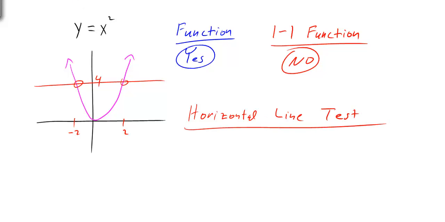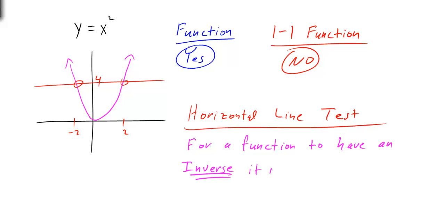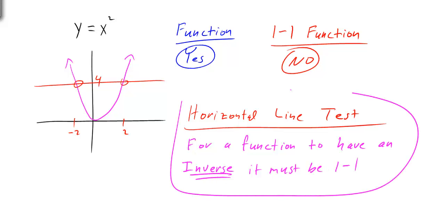Then what we need to realize is for a function to have an inverse, it must be one-to-one. So if you think about this carefully, this would make sense. In other words, if you want to have an inverse function, then your function must be a one-to-one function, which means that for every x, there's one y, and for every y, there is one x.